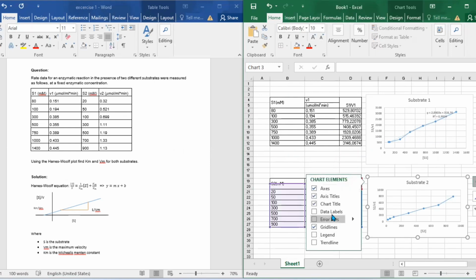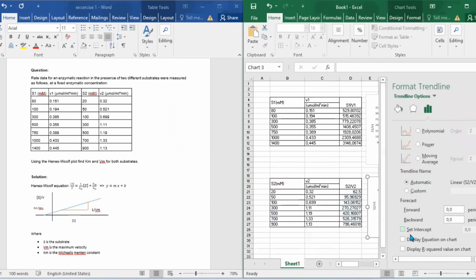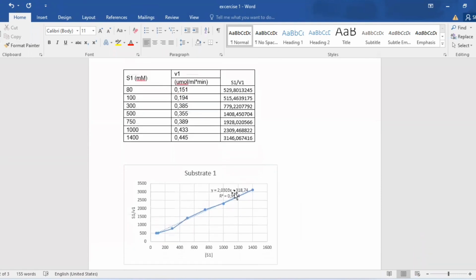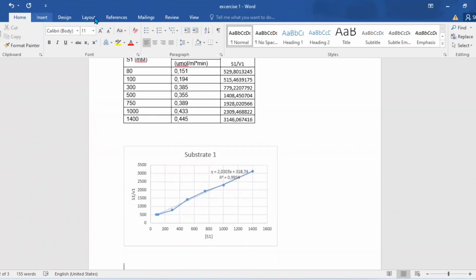Let us do the very exact same thing now for substrate number 2. We are going to calculate the value of S over V. We can also get the linear regression line here by clicking on the trend line, more options, and selecting to show it on our graph. We can also now determine our gradient and our intercept. Now let's go back to our Word document and calculate everything else that's remaining.